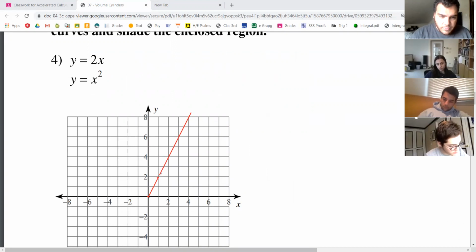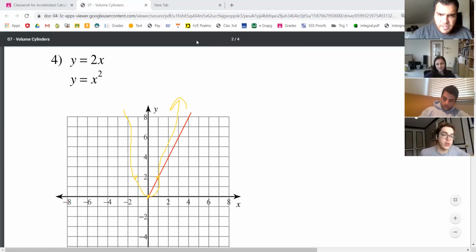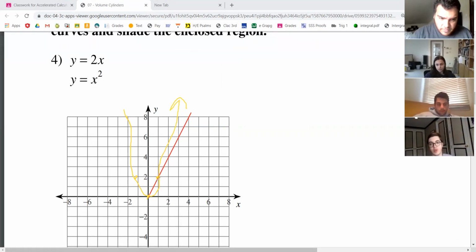At 1, it's at 2. Let me use a different color. That's 0, 0, and 1 and 2. So we got our curve like this. Oh, I've not got a steady hand, but whatever. Imagine that, but better looking. And then we're trying to find the volume wrapped around the y axis of the area between here and here. So this area right here. So we're trying to find that green area.